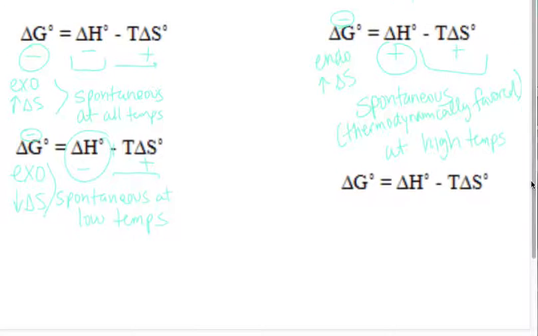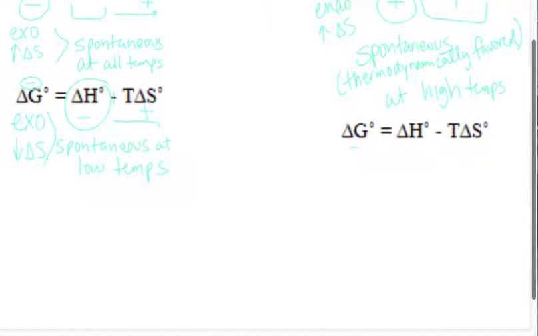Okay, our last one needs to be endothermic with a decrease in entropy. So endothermic is positive, decrease in entropy, negative. So we get a minus minus again, right? So I'm going to do that, make that a plus. What's the deal here? This is never spontaneous.